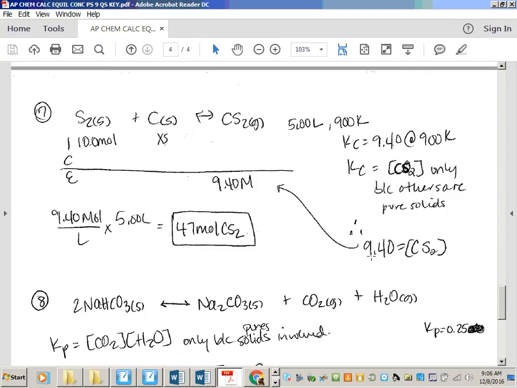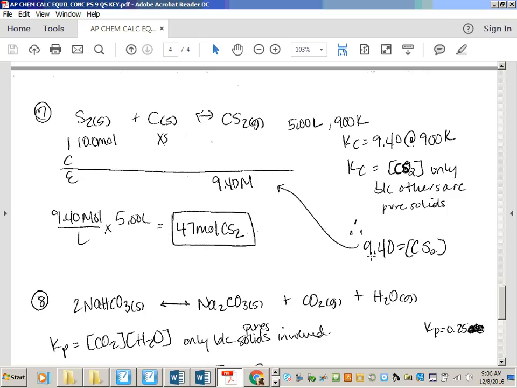But the question wasn't, I don't believe, about the concentration, it was about the moles. So then you went back and the question stated it was a 5-liter container, so you take your molarity times the volume of the container, and you get 47 moles of carbon disulfide. So that was more about understanding that the K constant was actually only equal to one thing. That gave you the power of plugging in just one value.